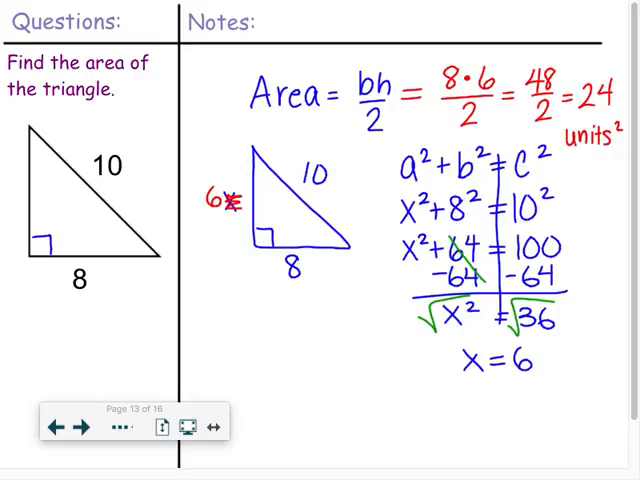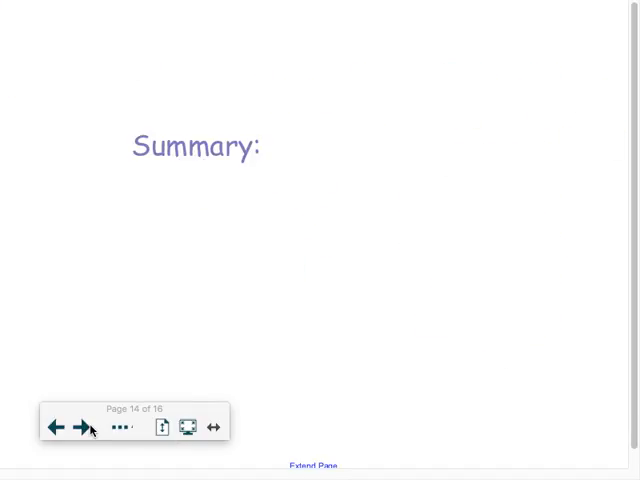So with the right triangle, to find the length of the missing side, you need the Pythagorean theorem. And then to find the area of the triangle, once you know that missing side, you do the base times height and divide it by 2. That's the end of our lesson for today, so you should be able to write a summary now answering your essential questions.